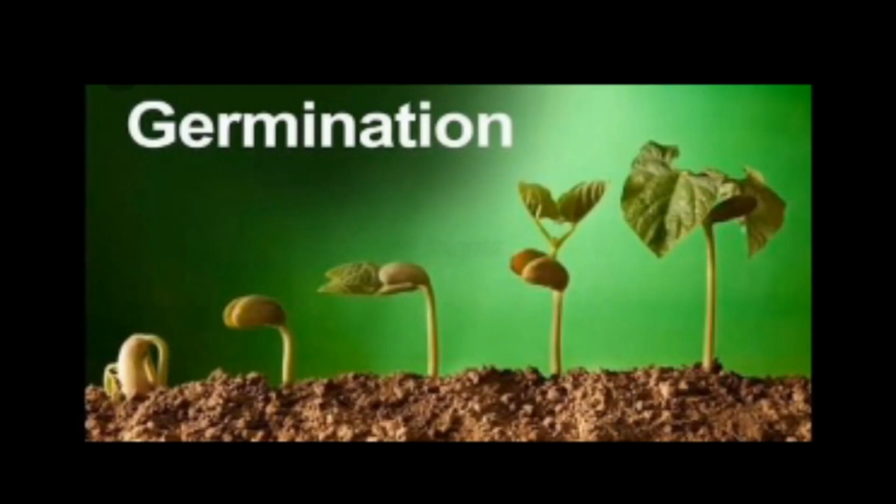You can see here in this picture the different stages of a seed growing into a seedling. In order to complete this process, some favorable conditions are required, like air, light, temperature and water. If these four different conditions are there in the soil, a seed can easily grow into a seedling.